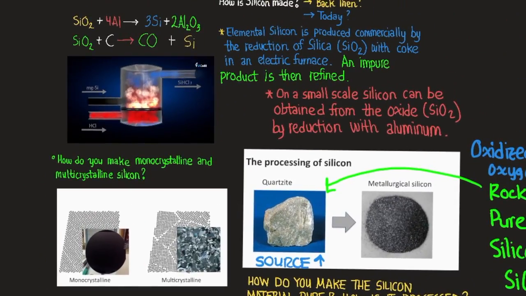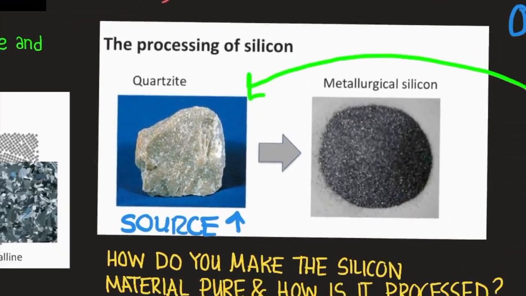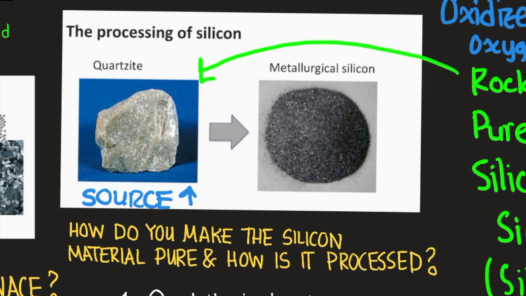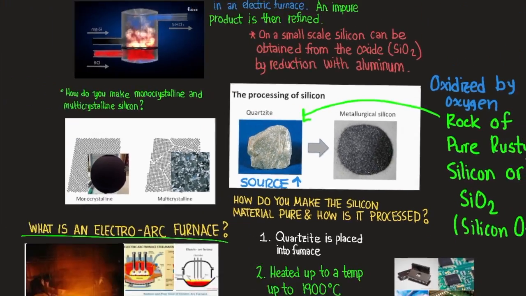So how do we do that? Processing of silicon. So quartzite. Silicon is essentially quartz. The sand that you find at the beach is quartz, silicon dioxide. So we need to turn quartzite into metallurgical silicon. So the source of silicon is quartzite. So how do you make the silicon material pure and how is it processed? So we're going to go over that step by step.